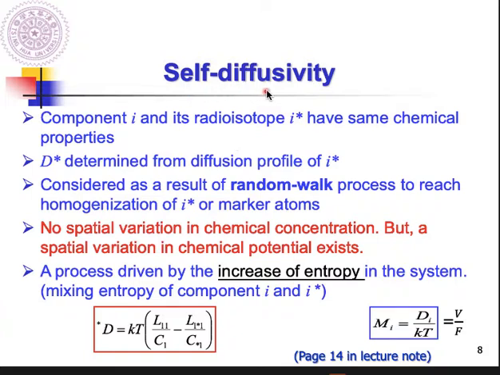As you know, to measure the self-diffusivity you need to use a radioisotope to label some of the atoms. Then you measure the diffusion profile of this labeled component, and you will get the star D. It can be expressed like this, and is related to the Onsager coefficient and also the concentration of component i.